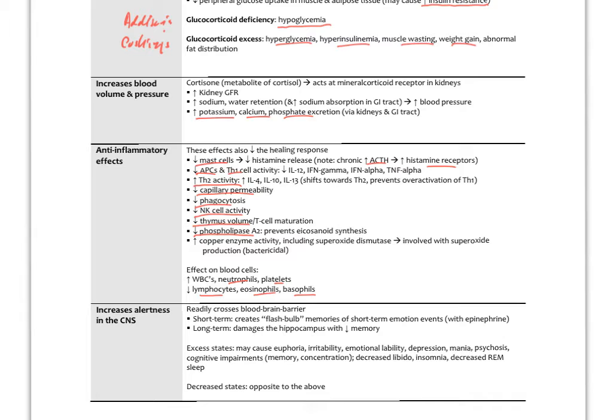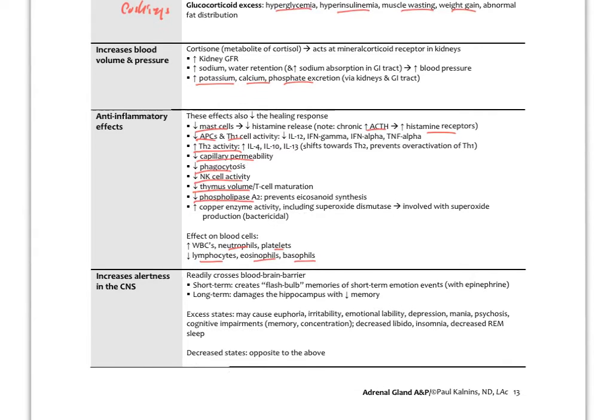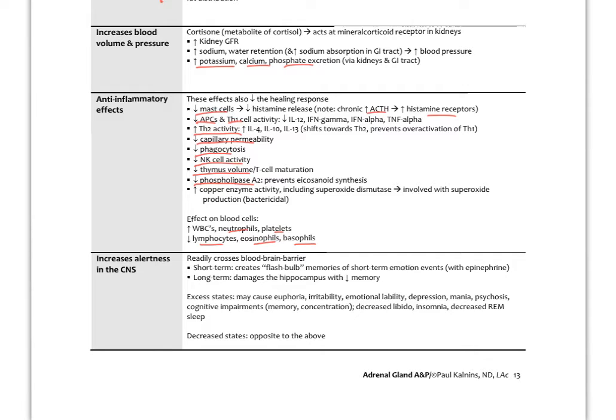On the brain, cortisol works to increase alertness in the CSF, so it readily crosses the blood-brain barrier. In the short term, it creates what we call flashbulb memories, picture memories of different emotional events, and that usually goes along with elevated epinephrine secretion as well. So this is where we get, maybe a trauma. We're in an auto accident, and that picture, if we, for example, saw someone die in that accident or something like that, just remains with us. That's called a flashbulb memory.